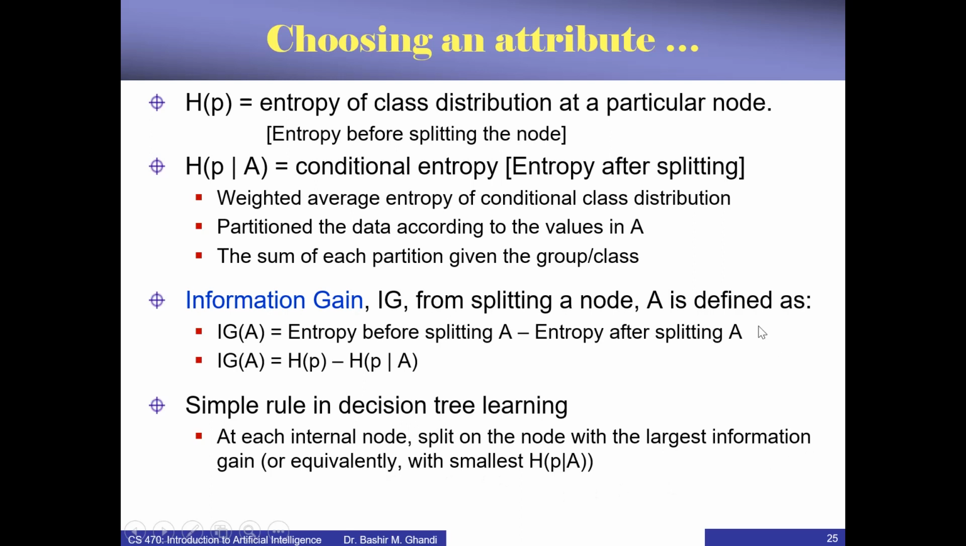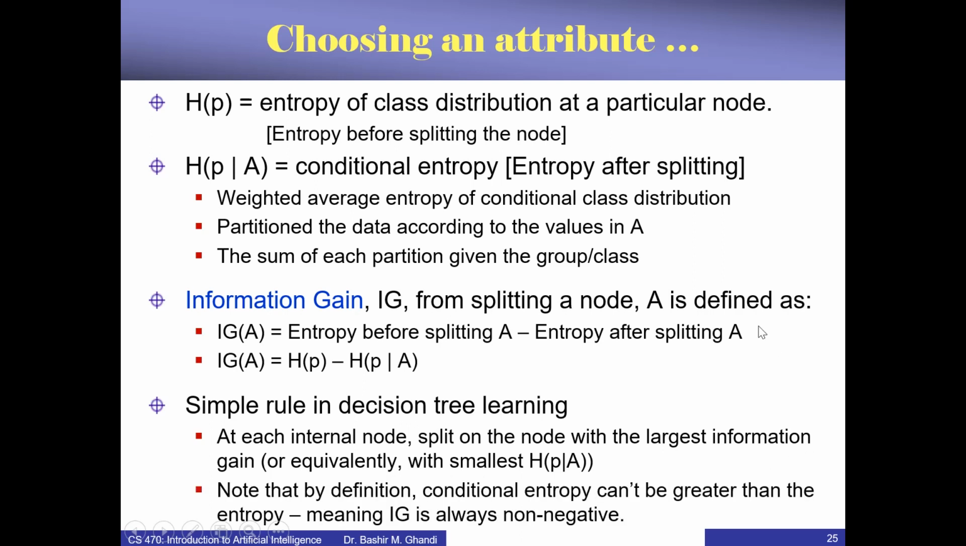All right. Now, one thing to note is that by definition, the conditional entropy cannot be greater than the entropy before the splitting. And therefore the information gain will always be non-negative. If it is not positive, then it will be 0, but never negative. Now this will make sense when we take an example.